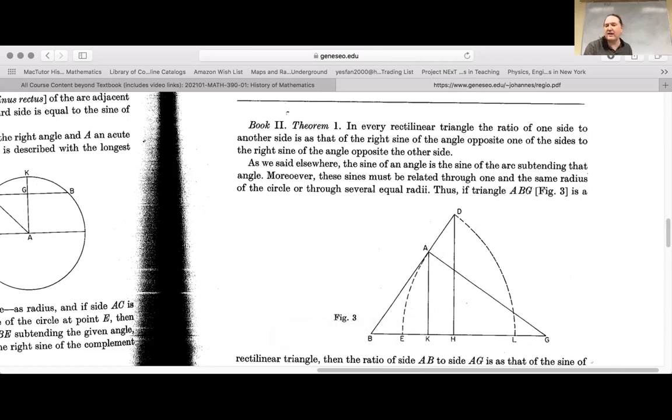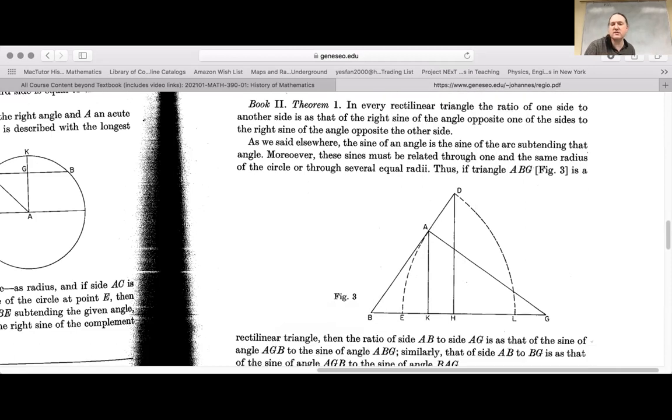So AK is the sine of this angle down here, and DH for him is the sine of this angle down here. And from there, he then uses some similar triangles and reduces to the way we would normally think about these things and proves the law of sines about the way we would.